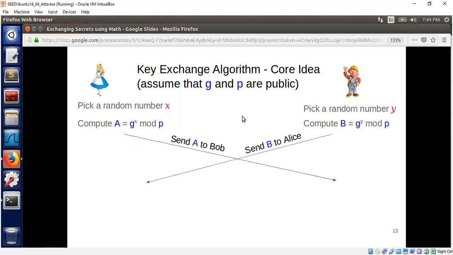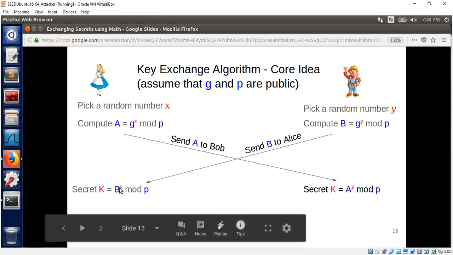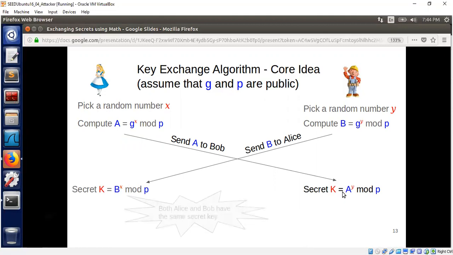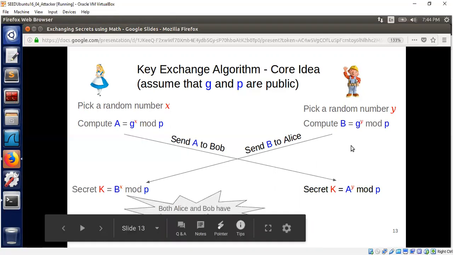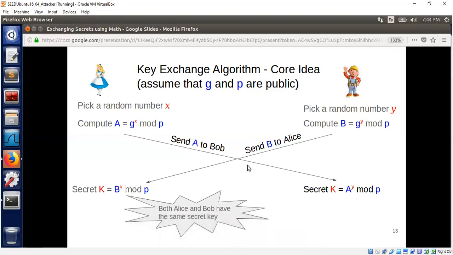Bob sends his public key b to Alice. And then Alice takes Bob's public key and mixes it up with her private key in the same style. Bob will also do the same. Because of the properties of exponents, they both will arrive at the same key. That's basically the whole purpose of this DH key exchange algorithm, or key agreement algorithm.